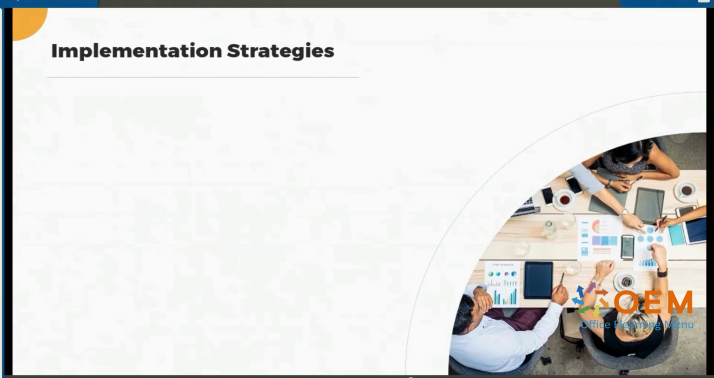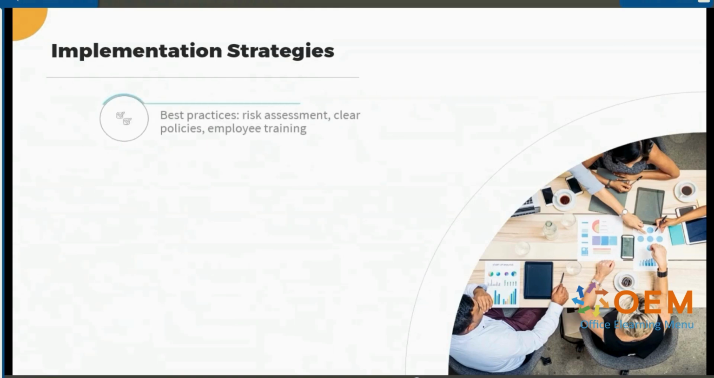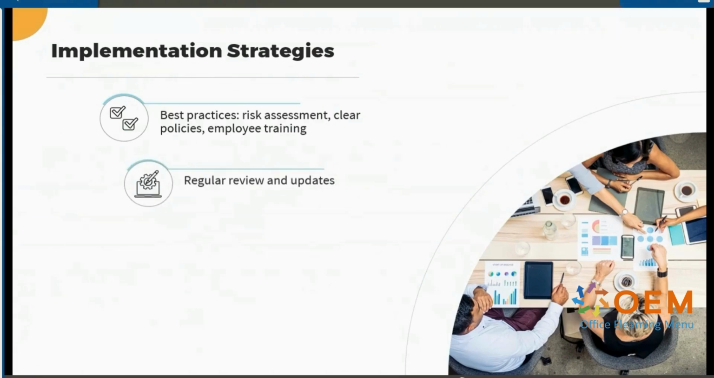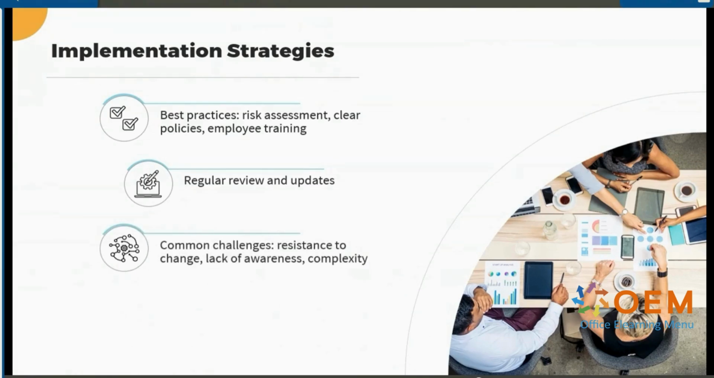Now let us examine implementation strategies for information protection. Best practices for implementing sensitivity labels and data loss prevention include conducting a thorough risk assessment to identify sensitive information and potential threats, defining clear classification and protection policies, and providing training to employees on the importance of information protection and how to use the tools effectively. It is also essential to regularly review and update policies to ensure they remain effective and aligned with evolving business needs and regulatory requirements.